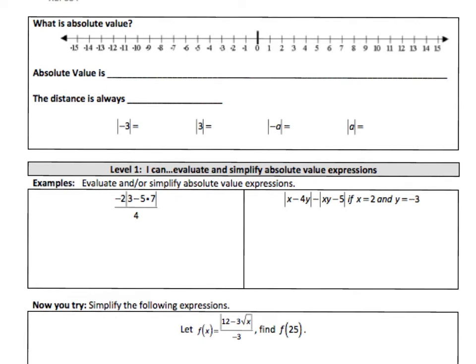All right, objective 5.1 is based on absolute values. So we're going to be solving absolute values, evaluating absolute values, and then level 4 is our graphing absolute values, absolute value inequalities. So to define absolute value, it's the distance a number is away from 0.